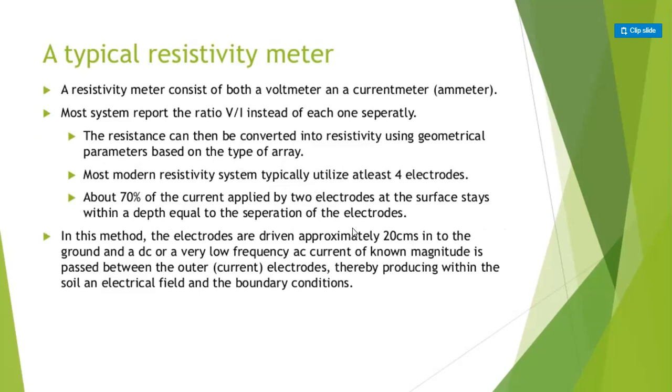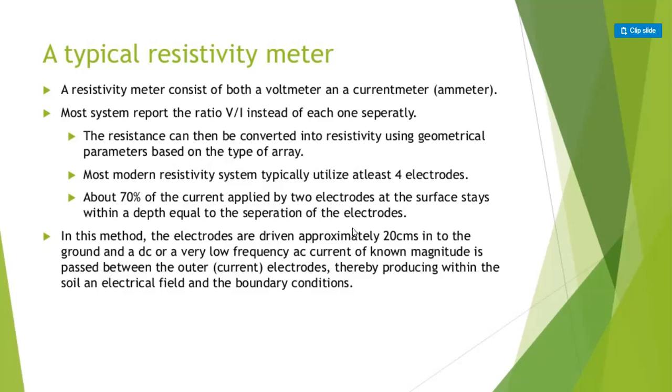A typical resistivity meter consists of both a voltmeter and a current meter. Most systems report the ratio V by I, voltage by current, instead of each one separately. The resistance can then be converted into resistivity using geometrical parameters based on the type of array. Most modern resistivity systems typically utilize at least four electrodes. About 70% of the current applied by two electrodes at the surface stays within a depth equal to the separation of the electrodes.